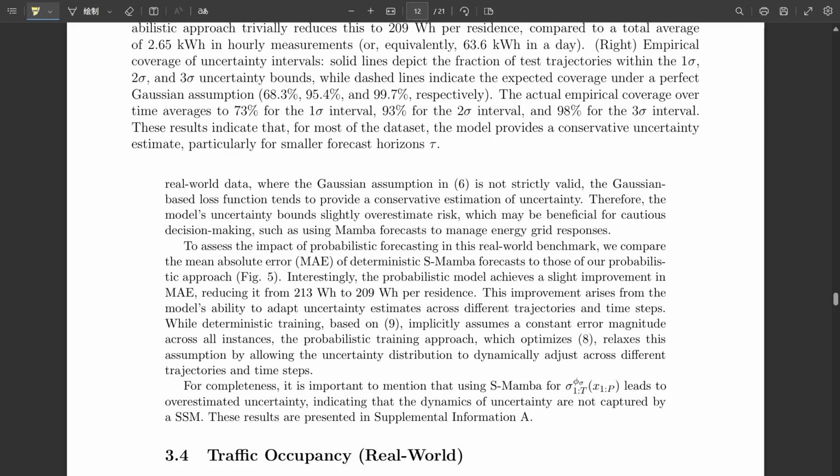Did they see any impact on the basic forecast accuracy, the mean prediction? Interestingly, yes, a small improvement for electricity. The mean absolute error dropped slightly, maybe from around 213 watt-hours to 209. It suggests that maybe the process of learning the uncertainty structure also helped refine the mean prediction a little bit. Okay, so it performs well on synthetic data, and gives useful, slightly conservative uncertainty on real data.